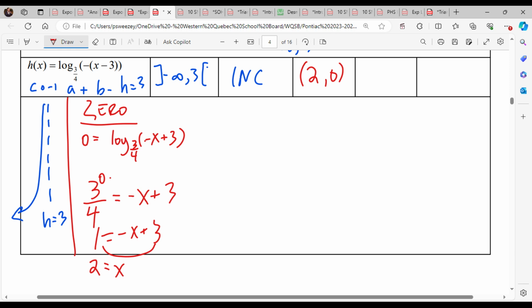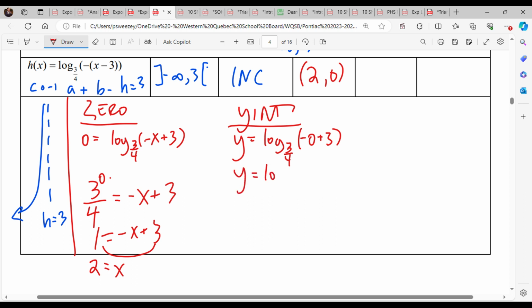Now the y-intercept. We're still going to do y is equal to log 3 over 4 of negative x plus 3, but we'll set x to 0: negative 0 plus 3. We could have done it whatever way we wanted; I'd changed it ahead of time. So now y is equal to log 3/4, but negative 0 plus 3 is just going to give me a value of 3.